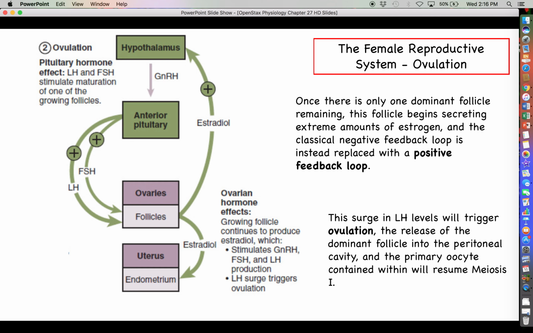So this surge in luteinizing hormone levels is actually going to trigger ovulation, in which the dominant follicle is released into the peritoneal cavity away from the cortex of the ovary. And the primary oocyte that is contained within will now start to resume meiosis 1.